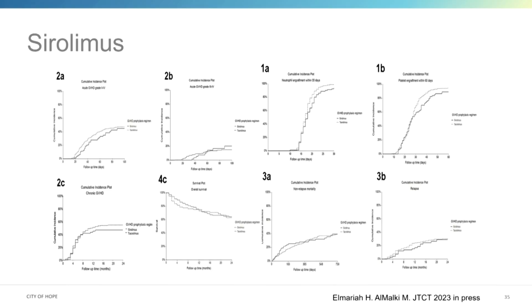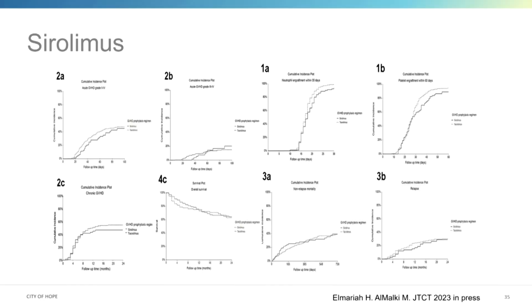Again, we looked at sirolimus versus tacrolimus in the PTCy setting, and we saw that sirolimus is a very good alternative to tacrolimus. The only thing you lose is 1 day of engraftment. Otherwise, all the outcomes were the same. So for patients with possible neurotoxicity or nephrotoxicity, sirolimus combined with PTCy and MMF would be an excellent alternative.